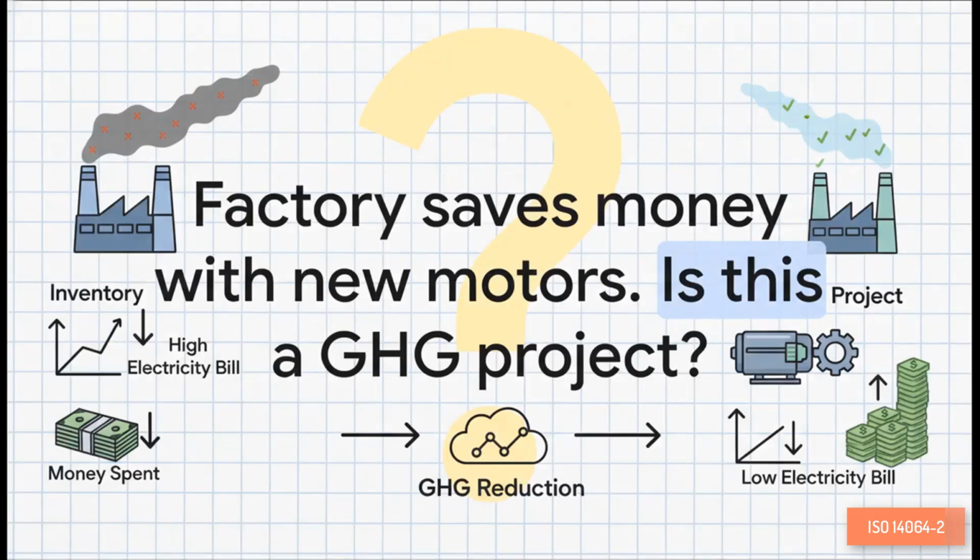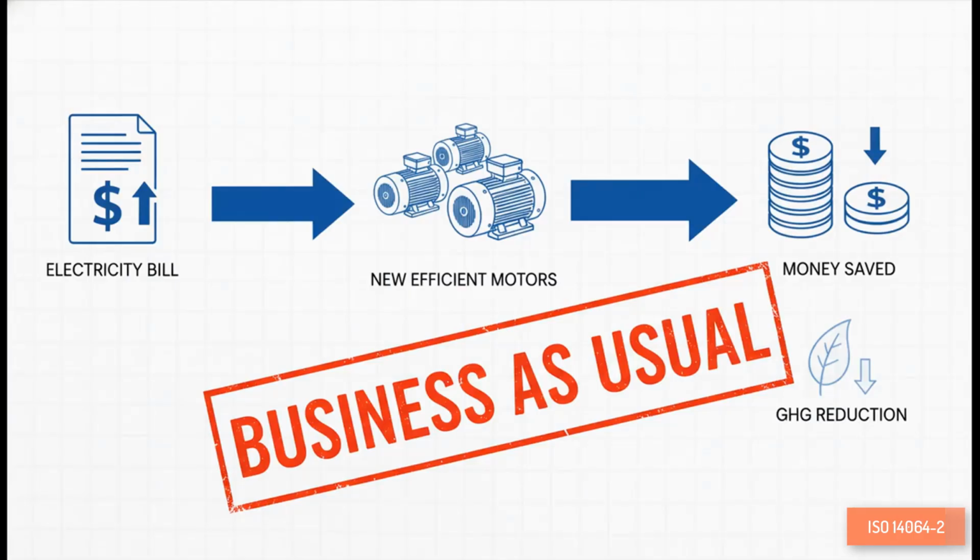Let's make this super real. Picture a factory manager in Quetta. Her electricity bill is going through the roof. So, to save money, she installs a bunch of new energy-efficient motors. Now, emissions definitely go down, which is awesome. But under the official rules, does this actually count as a legitimate GHG project? The answer is probably not.